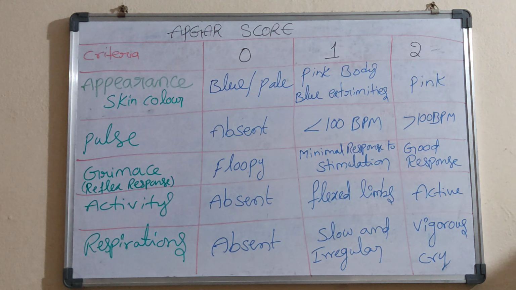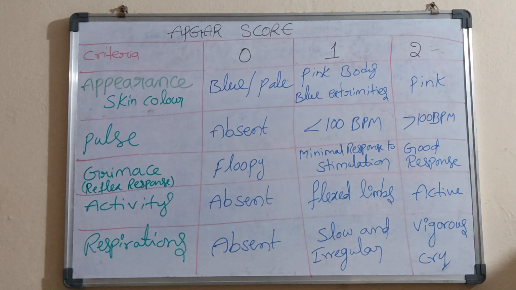And activity of the baby's body. Under 0, there is no active movement of the body, completely no activeness. Under 1, some flexion of the limbs will be there. Under 2, active body movement is there. And respiration: under 0, absent respiration. Under 1, slow and irregular respiration. And under 2, vigorous crying. So this is how we give the score.